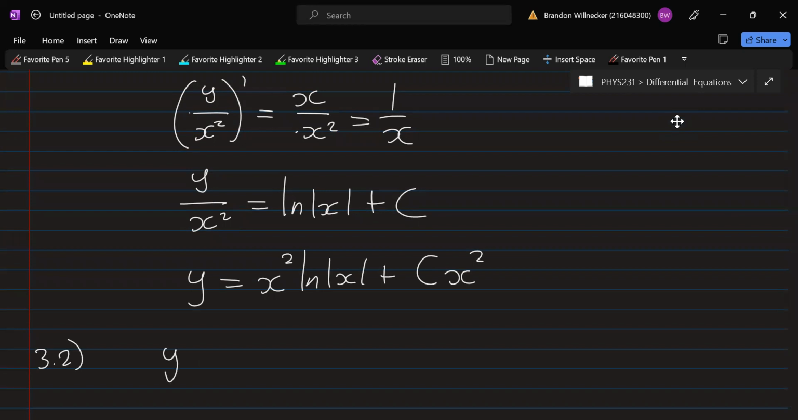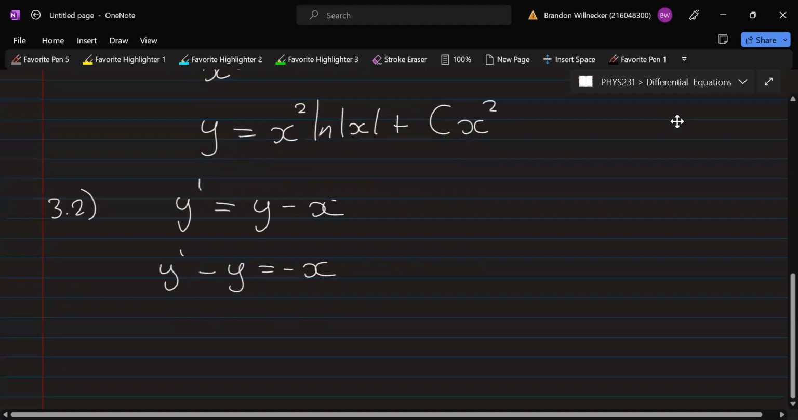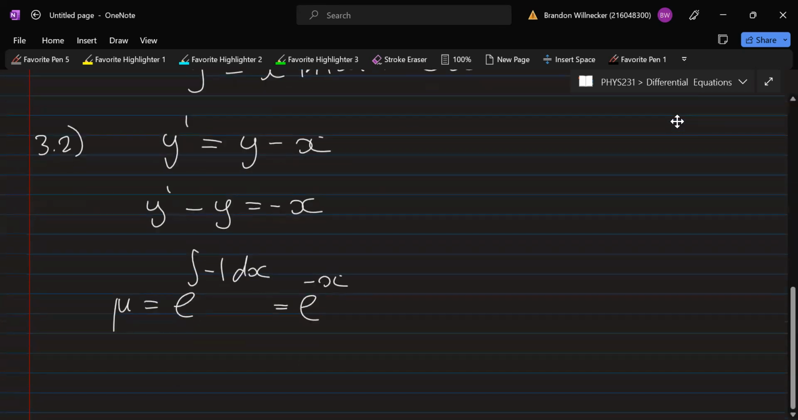Okay, so here we have y prime is equal to y minus x. Again, this is not in standard form, so let's move the terms around so that it looks like what we want. So we're going to have y prime minus y is equal to minus x. Now we have our function p of x being minus 1. So mu is going to be e to the integral minus 1 dx. So that's e to the minus x. Okay, so we've got our integrating factor.